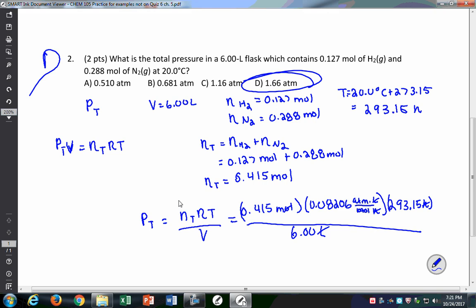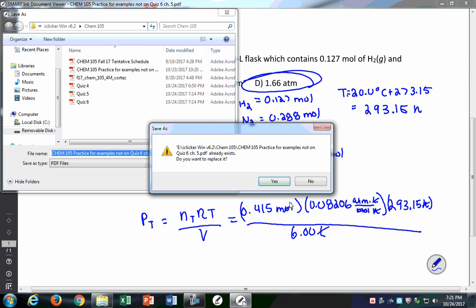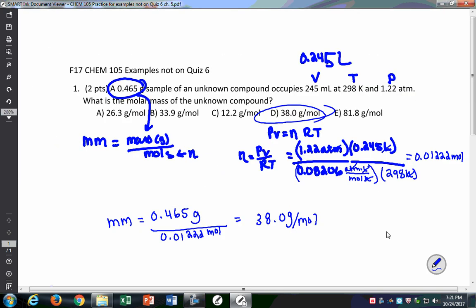Okay, let me go. I don't know why when it saves it, it gets all bubbly. It's so weird.